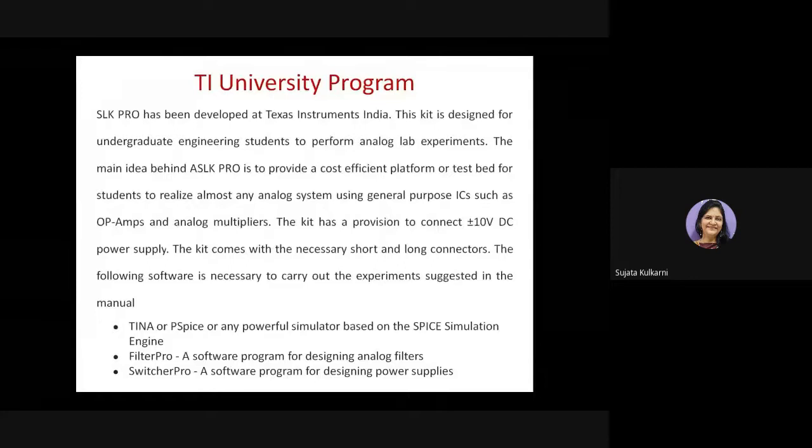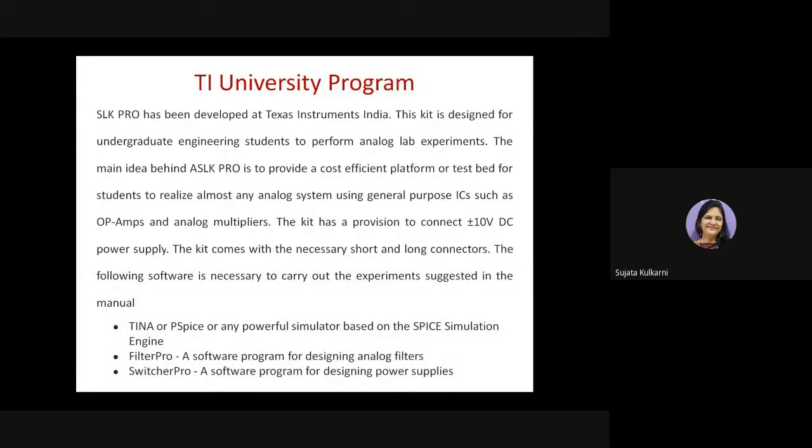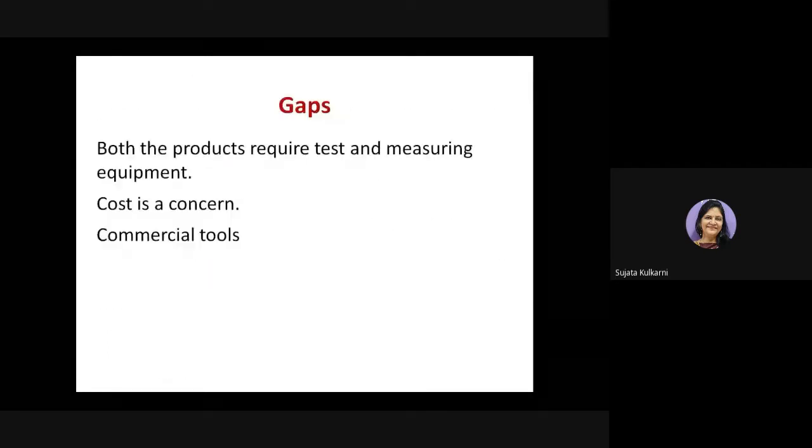Now these are the good references for us. One is a standalone system, but still requires test and measuring equipment. Second is specially designed for a specific subject, and still requires a lot of test and measuring equipment. The first one is pretty expensive, the second one is low cost, and good manuals are there. But it's for a very specific topic, and you still require a lot of test and measuring equipment if you want to use this board. Okay, so this is our study.